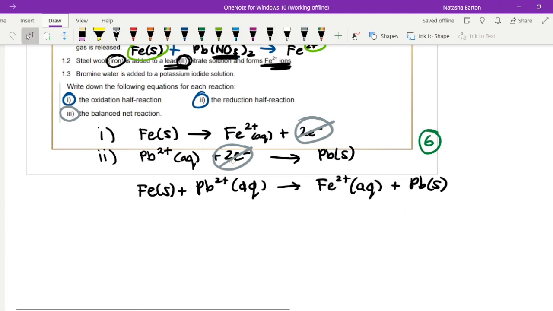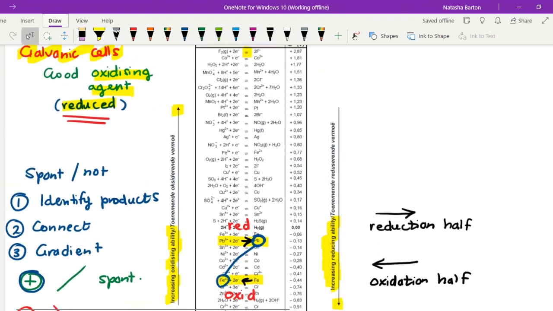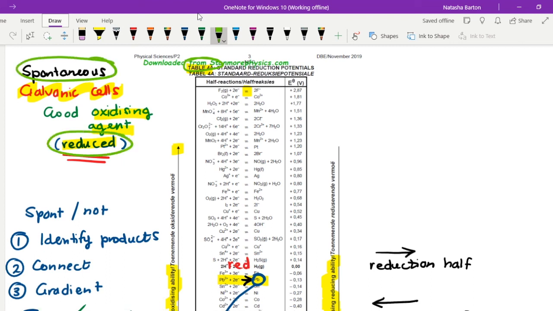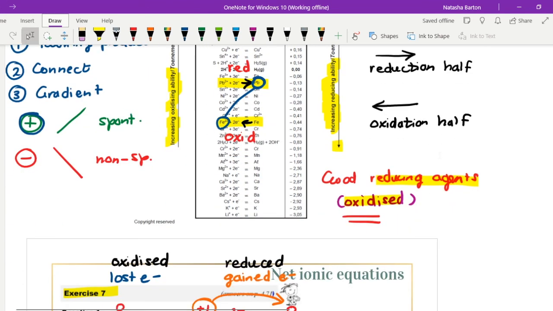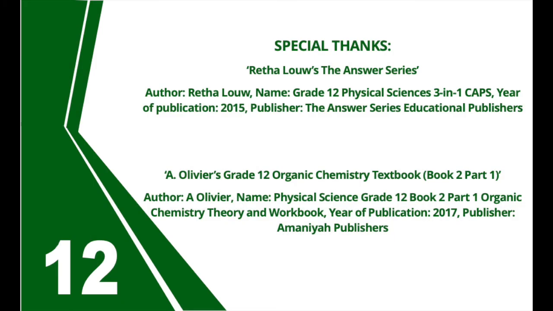Just to quickly run you guys through everything, the basis of this, you can find everything from your table of standard reduction potentials. We use table 4A. If our reaction is spontaneous, the reduction half reaction can be found at the top. The oxidation half reaction is found at the bottom. And to check if something is spontaneous or not, we check the gradient of the line that joins their products.